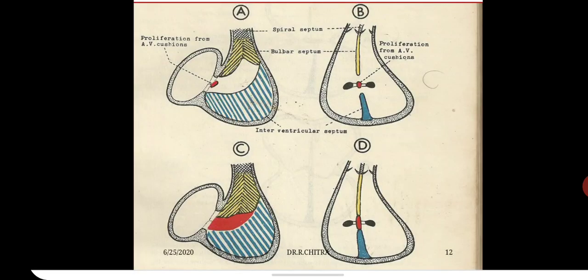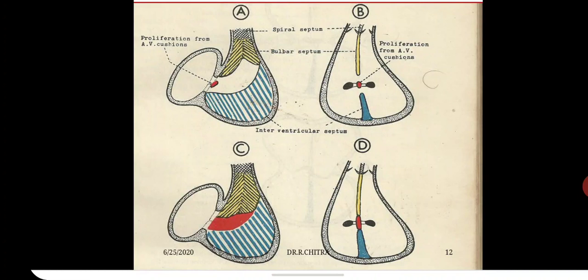If you see in the beginning, from the floor of the bulboventricular cavity, the interventricular septum has appeared. But there is a foramen existing between this, which is trying to be covered by the proximal bulbar septum. Still, this proximal bulbar septum is also not able to cover this ventricular foramen. Now, in the middle, the red color is the proliferation from the AV cushions, so that persists as the membranous part of the interventricular septum.